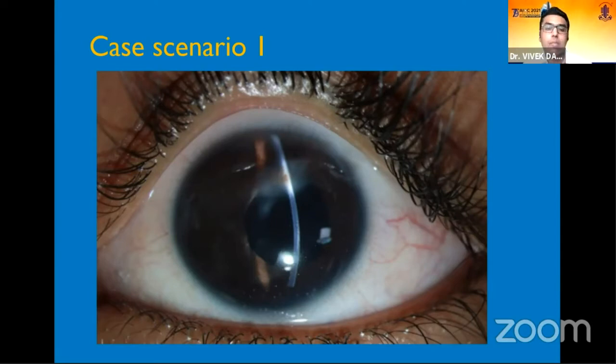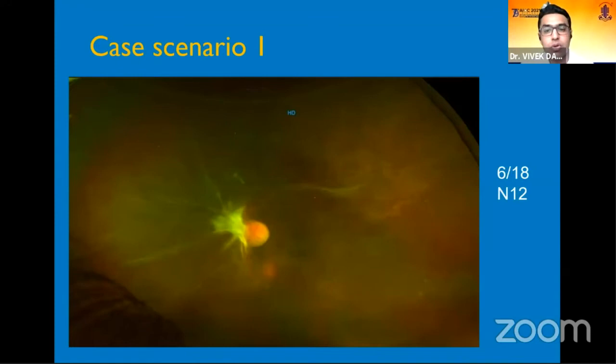Had we gone by the conventional approach of doing a K-Pro or a therapeutic keratoplasty, we would have lost the host cornea and we would have had a graft in place, putting the patient at risk of rejection throughout life. This is what the fundus ended up with, a dramatic improvement of vision. She reached 6/18 and N12.